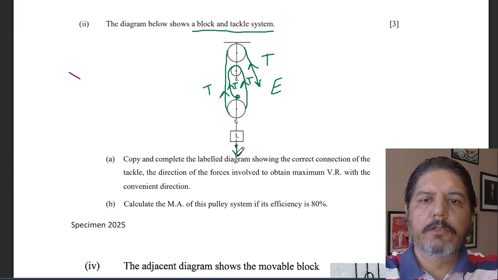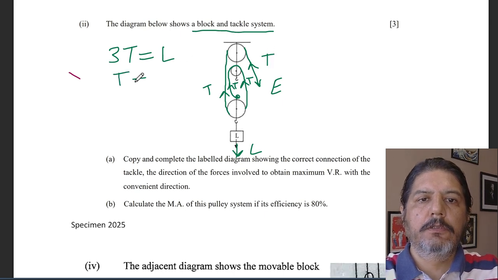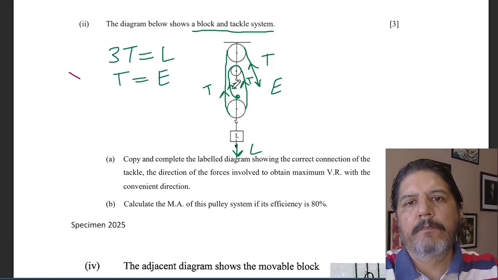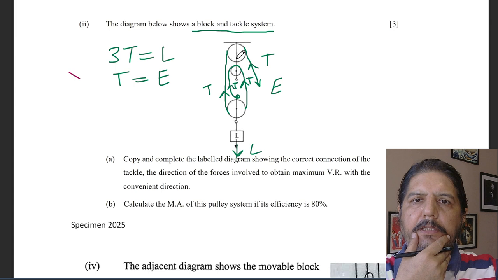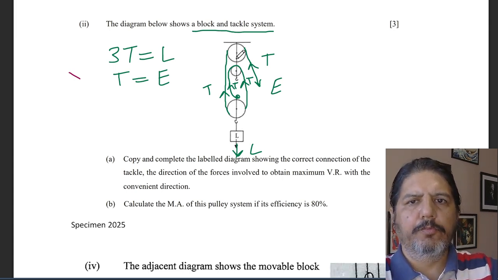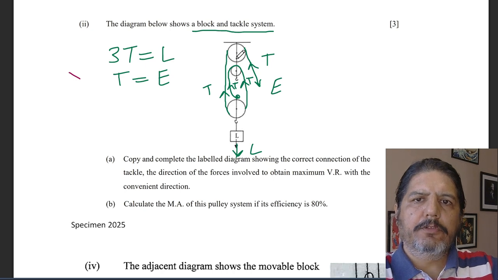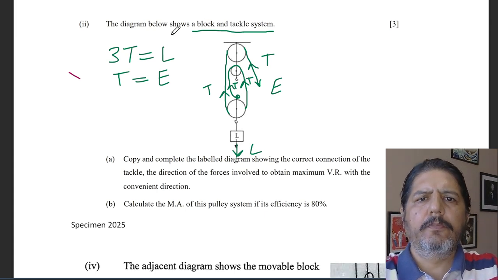This would be the load. So these 3 tensions would be supporting the load. This tension is equal to the effort. See, in all these pulleys, as I've told you before, if the rope is the same, there is no break in the rope, the tension would remain the same, because these are considered to be massless ropes in all these conditions, all these questions. These are massless ropes, so the tension throughout the rope would remain the same. So it is not required.